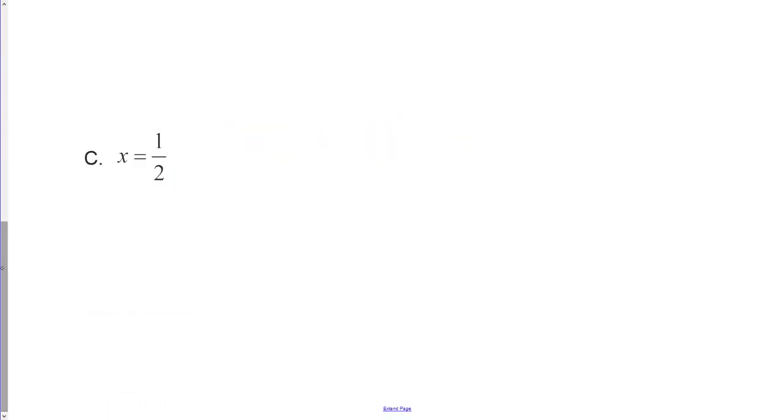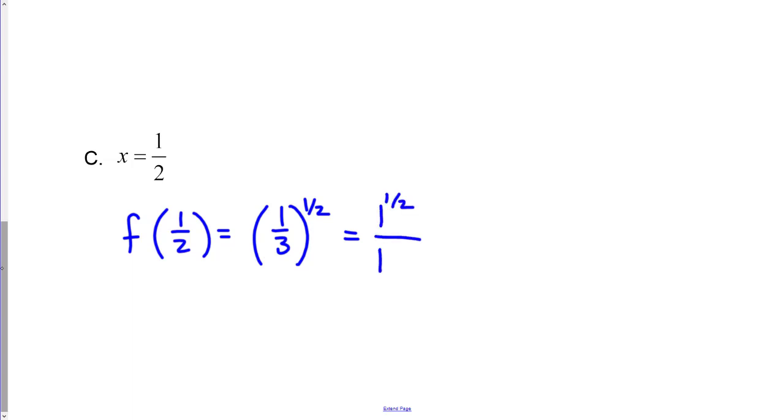And lastly, if we have x to the 1/2, then I'm taking f of 1/2. This would be my base of 1/3 raised to the 1/2 power. And when you raise a fraction to an exponent, you can raise the numerator and denominator separately. Oops, that's the 3. Sorry about that. So 3 to the 1/2. 1 to the 1/2 is the same thing as the square root of 1. And the square root of 1 is just 1. So we just get 1 in the numerator. 3 to the 1/2 is the square root of 3.